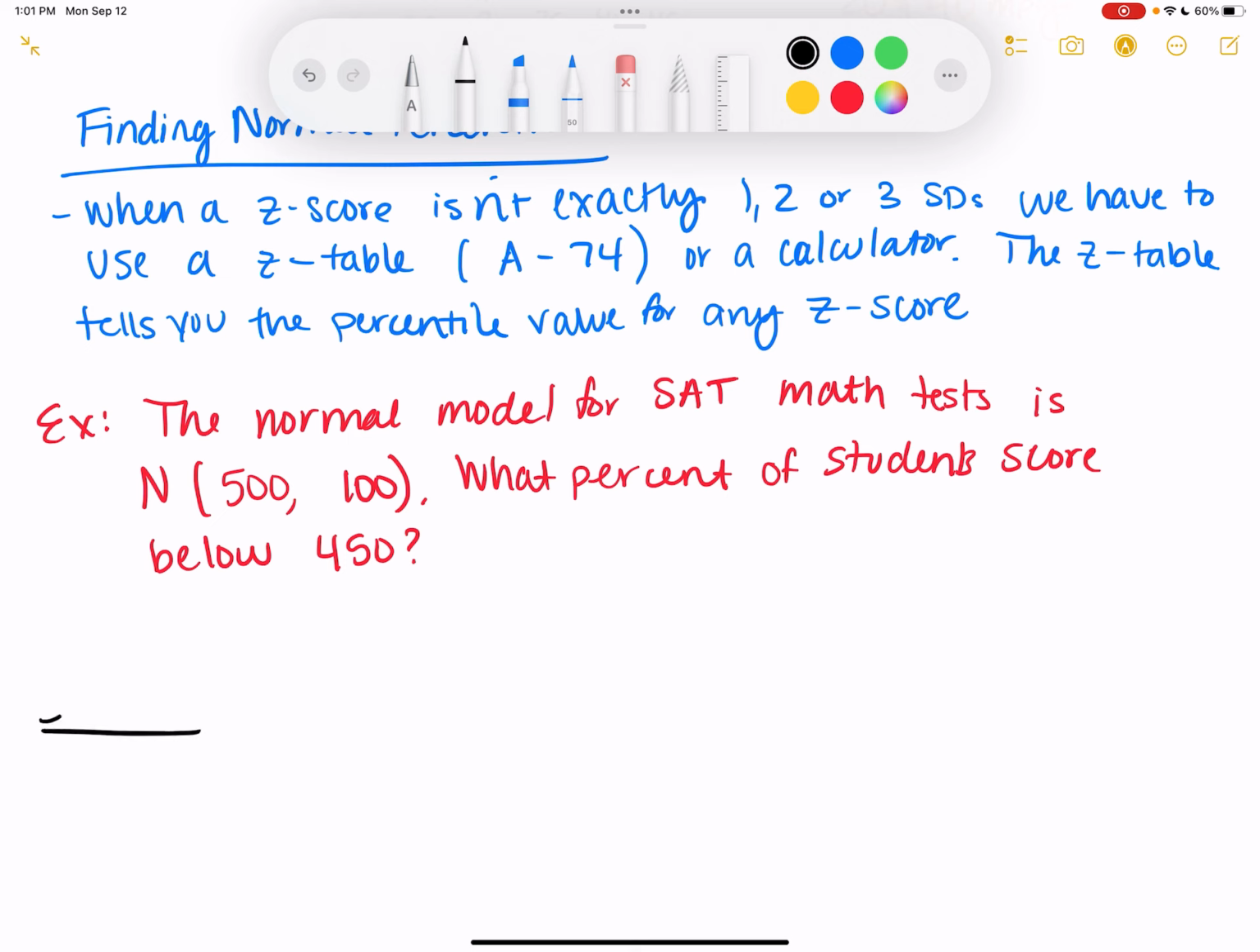But with your little curve, the middle is 500 and standard deviations are 100. So I'm just going to draw one standard deviation away. I want to know what percent of students score below 450. So I'm looking at this area over in here.